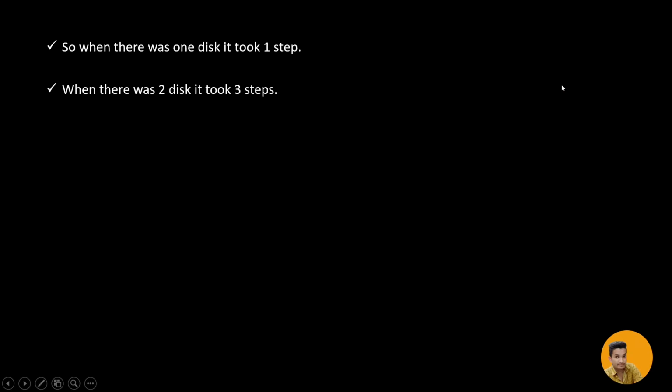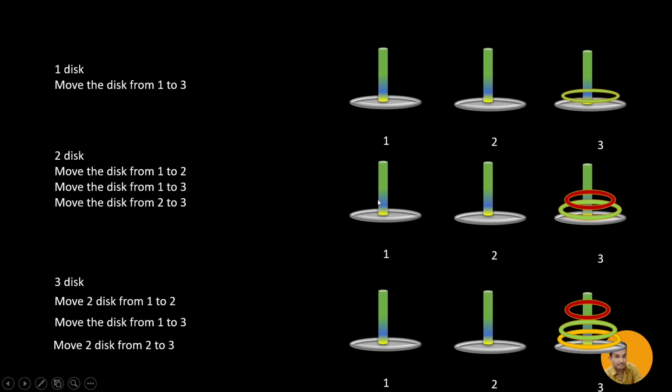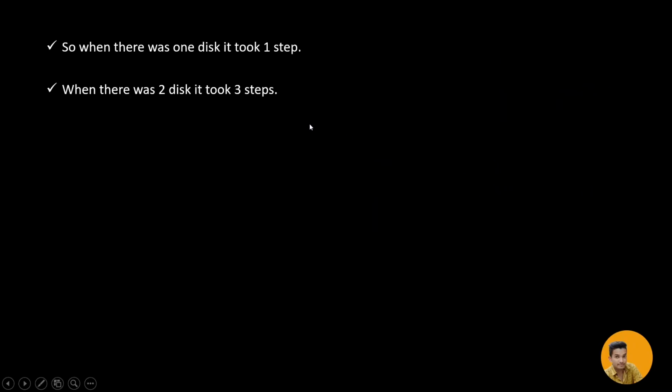When there were two disks, it took 3 steps. How did it take 3 steps? Let's see. The red one was here, so I moved the red one over to the second tower, and that was the first step. Then we were left with green, so the green one was put here. That was the second step. Now the red one which was kept here, I took it and moved over here. So that was the third step, the last step. So it took 3 steps.